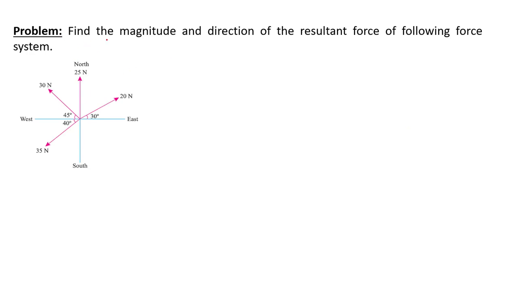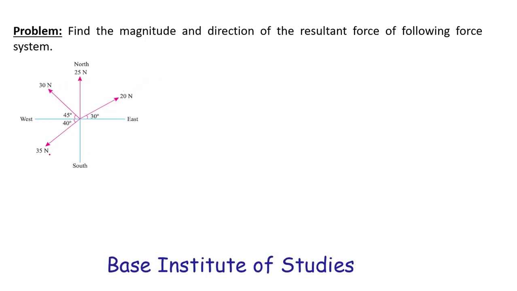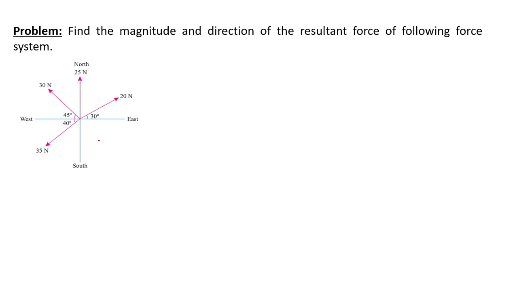Now let's understand this method by using a problem. The problem is: find the magnitude and direction of the resultant force of the following force system. There is a force system in which there are four forces, 20 Newton, 25 Newton, 30 Newton and 35 Newton, and their angle of inclination is given with the horizontal. Now we have to calculate the magnitude and direction of the resultant force of this force system.